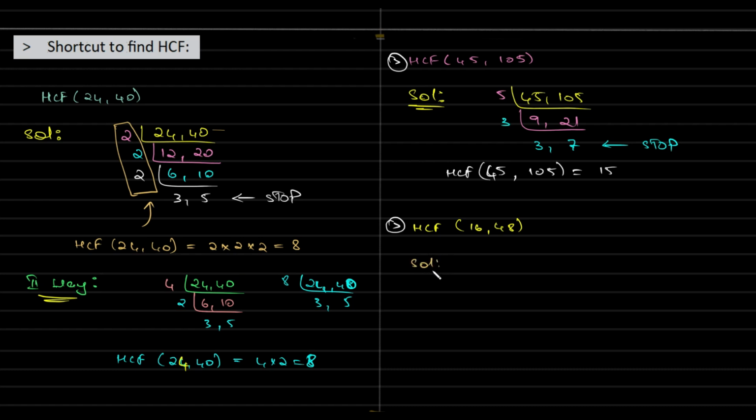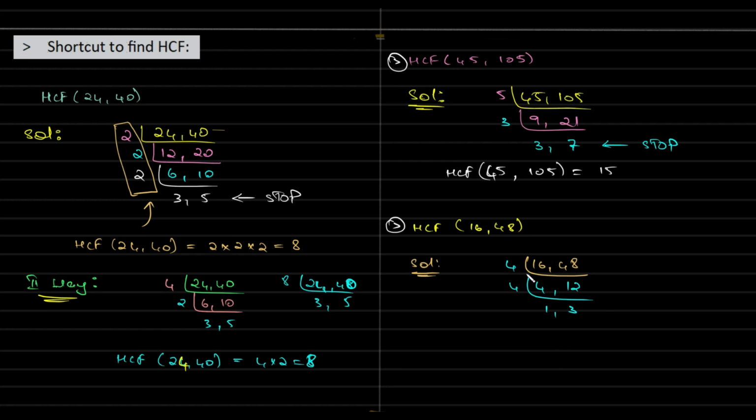So we have 16 and 48. Okay, so what is the common factor? Well, 4 can divide both, that we are sure of. And again, 4 can divide. So even if you don't know the 16 table, you can do it this way.